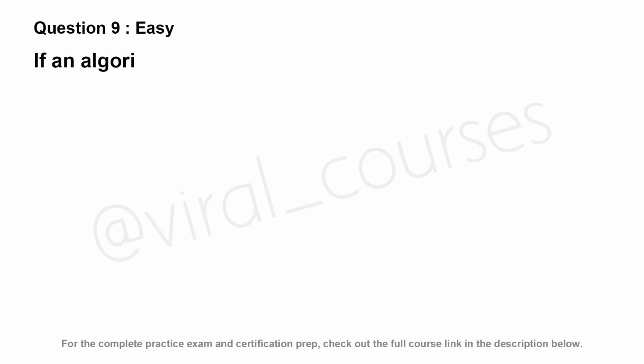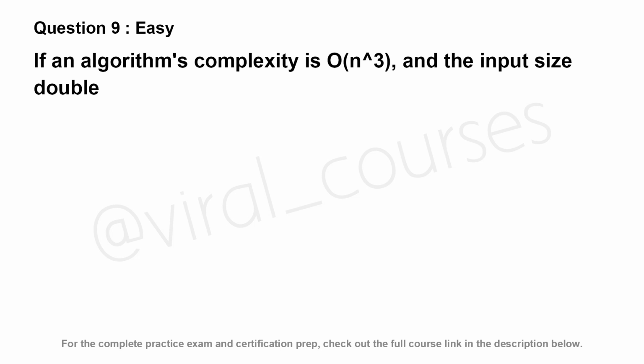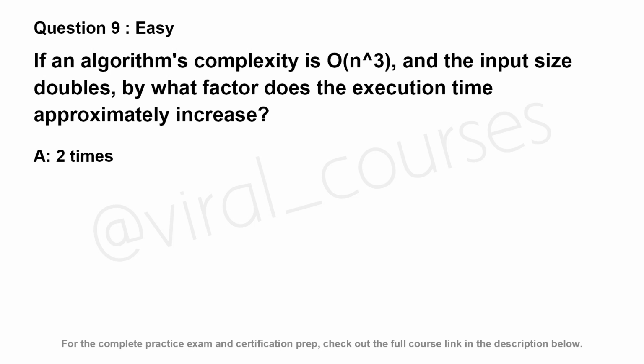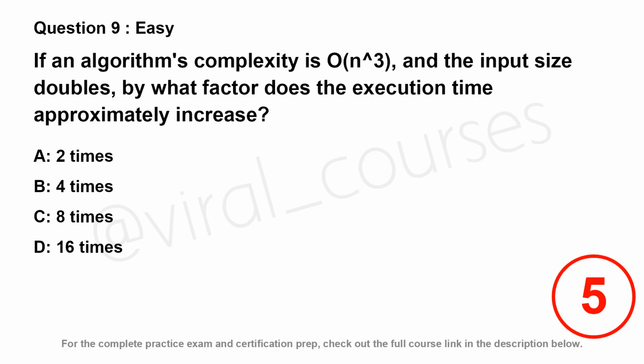If an algorithm's complexity is O(n cubed), and the input size doubles, by what factor does the execution time approximately increase? Option A, 2 times. Option B, 4 times. Option C, 8 times. Option D, 16 times.